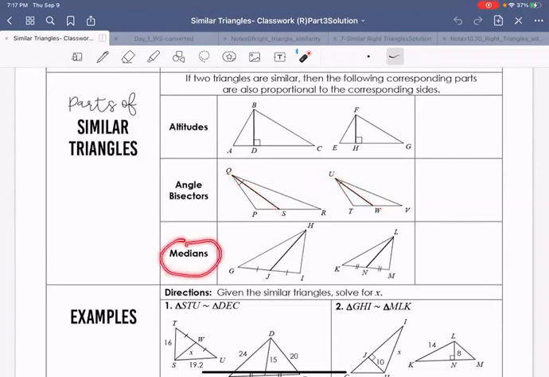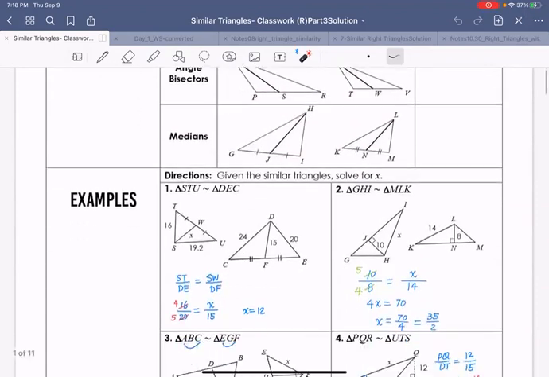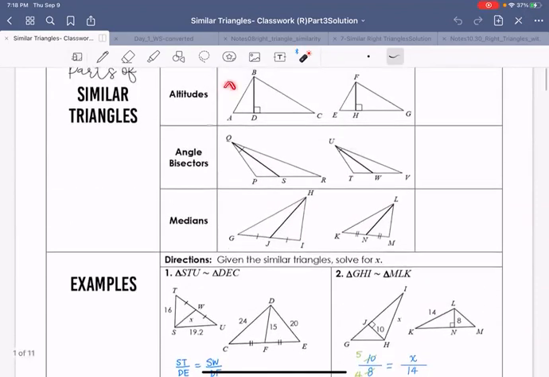The last one is median. You have two triangles similar. Your median ratio also equals their corresponding side ratio, okay? Now, based on the conclusion over here, we will do some questions.